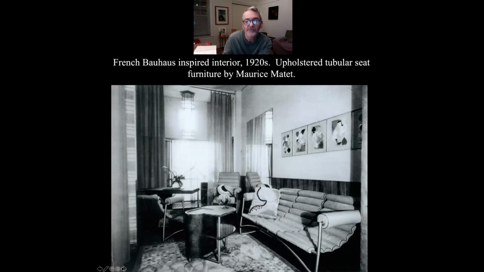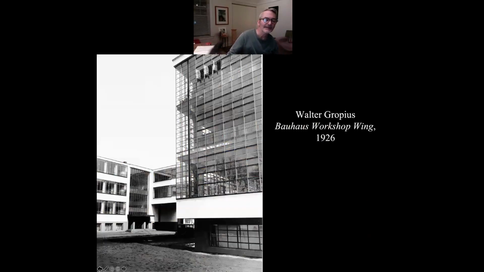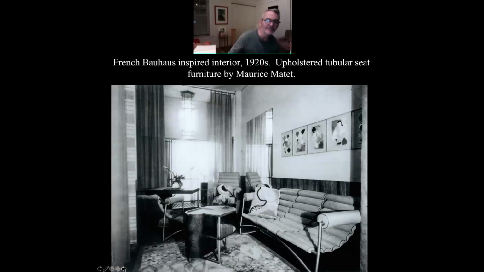Okay, so getting a little away from the Bauhaus, a French Bauhaus-inspired interior. I'm not wild about this, but when you get away from the strict German Bauhaus and get into other, more commercial applications of it, it sort of merges with Deco. This is more like a Deco interior to me.